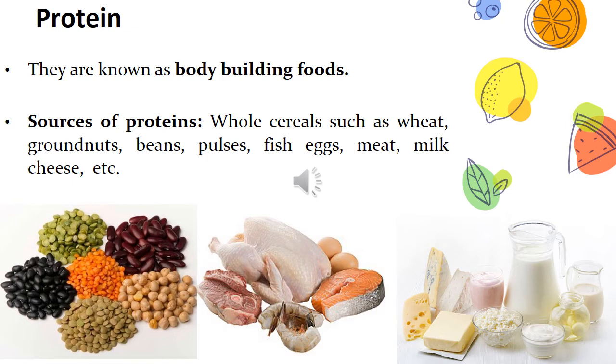Now if you see here, both plant and animal sources contain protein. Further, protein requirement differs according to the age and condition of the body. Growing children, pregnant women, and sick people need more proteins in their diet than normal adults. This is because their body needs to produce new cells and tissues for growth and development.